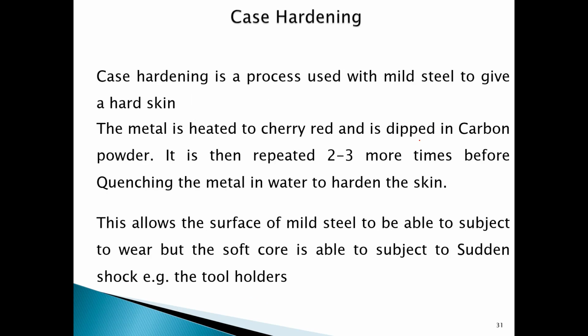Case hardening. Case hardening is a process used with mild steel to give a hard skin. The metal is heated to cherry red and is dipped in carbon powder. It is then repeated 2 to 3 more times before quenching the metal in water to harden the skin. This allows the surface of mild steel to be able to resist wear, while the soft core is able to withstand sudden shock. Example: tool holders.